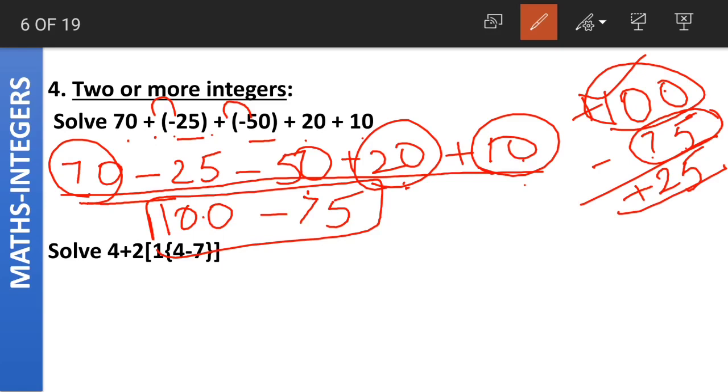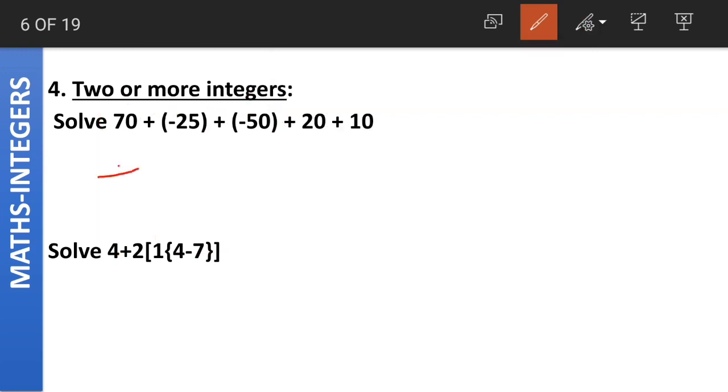Is it clear? What did we do? First we solved the positive integers and then we solved the negative integers. Then we combined both the results and we got the answer as plus 25 or 25. Clear, class? The next question is 4 plus 2.